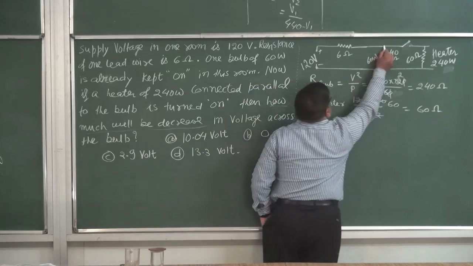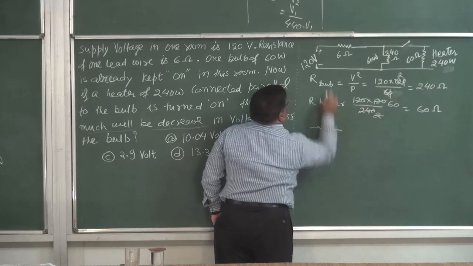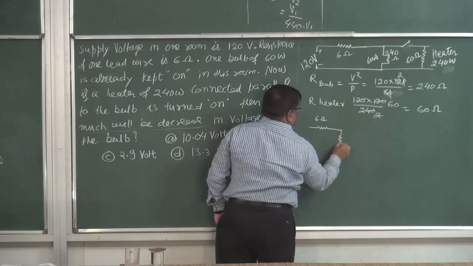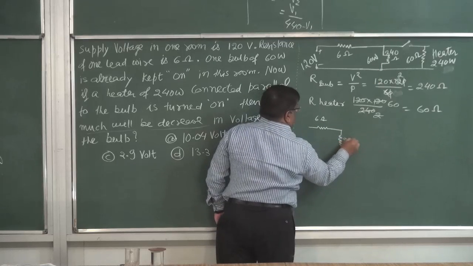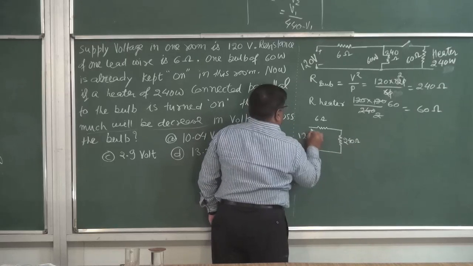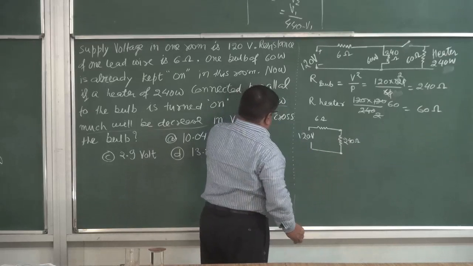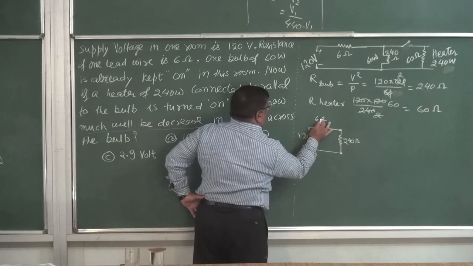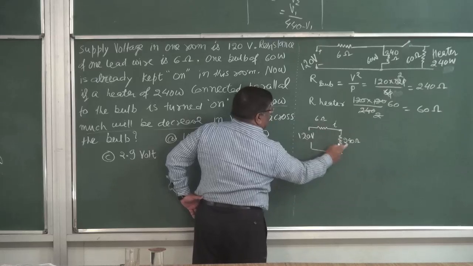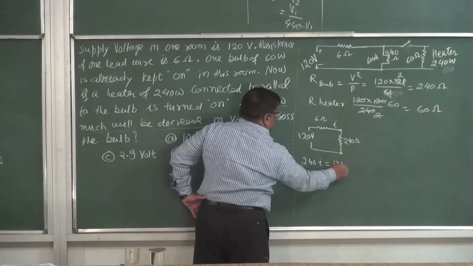Okay, so how much voltage was there across it first? How to find it? We will make this circuit here. See, 6 ohm, and this is 240 ohm. This is 120 volt. How much is the voltage here? Okay, 6I plus 240I, 246I is equal to 120 volt.